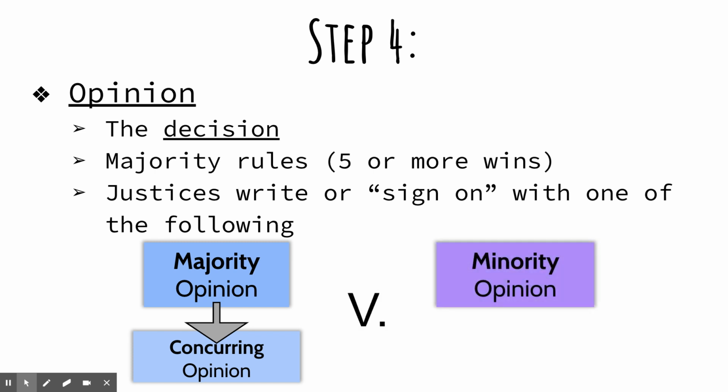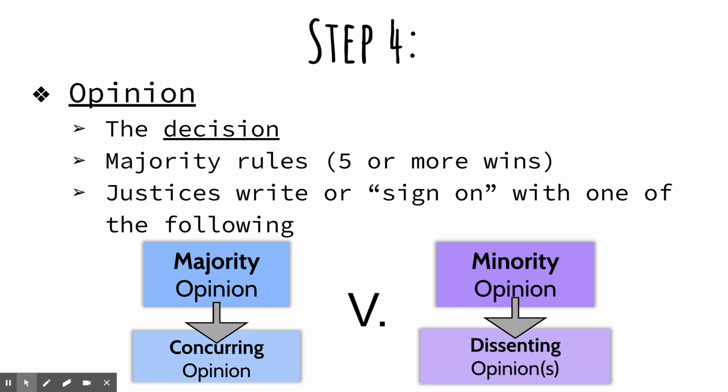Or the justices can sign on to a minority opinion or a dissenting opinion. So the dissenting opinion, that means that the justice agrees with the outcome of the minority opinion, but not how they got there. Okay, so the major differences between the majority opinion and the minority opinion is that the majority is the winning decision, and then the concurring opinion is saying that a justice agrees with the outcome of the majority opinion, but not how they got there.